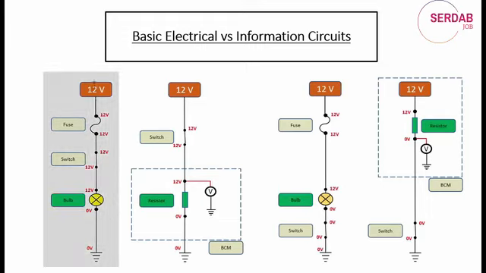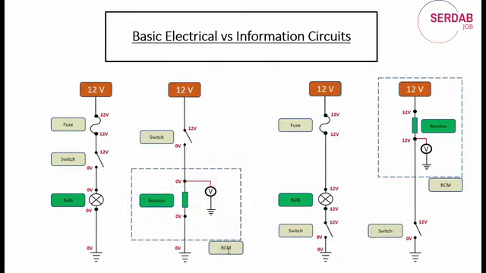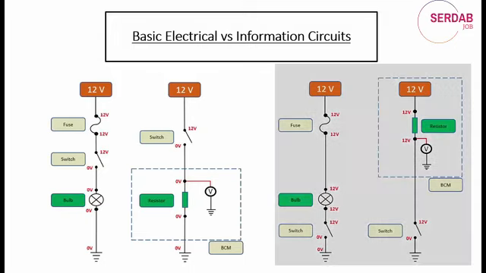So inside the module, there's actually a meter on every one of these circuits monitoring the voltage. In the regular circuit here, when I open and close the switch, the light lights up or turns off. But in the information circuit, notice how the voltage just changes from 12 to 0 on this wire that's being monitored. The BCM knows the position of the switch. It knows if the switch is on or off. If the switch is on, the voltage would be 12, and if the switch is off, the voltage would be 0.